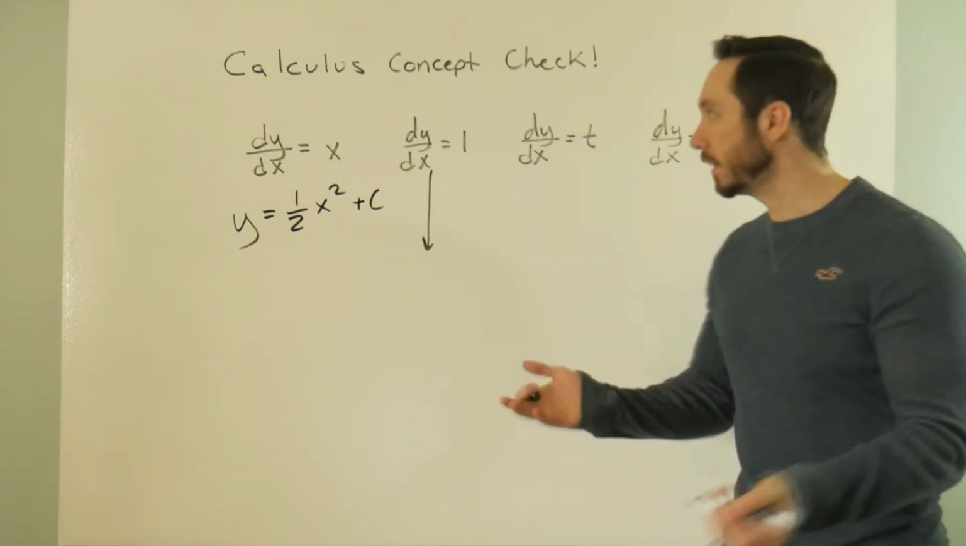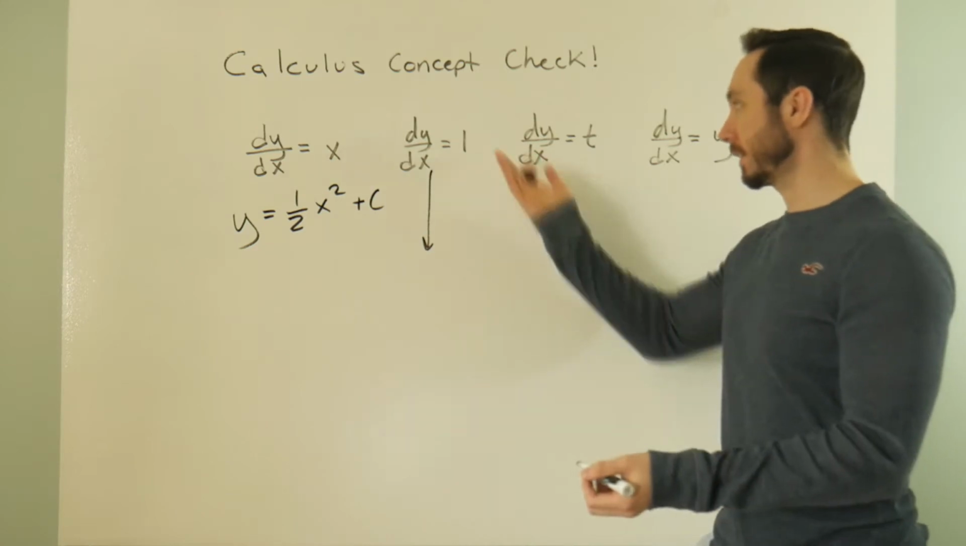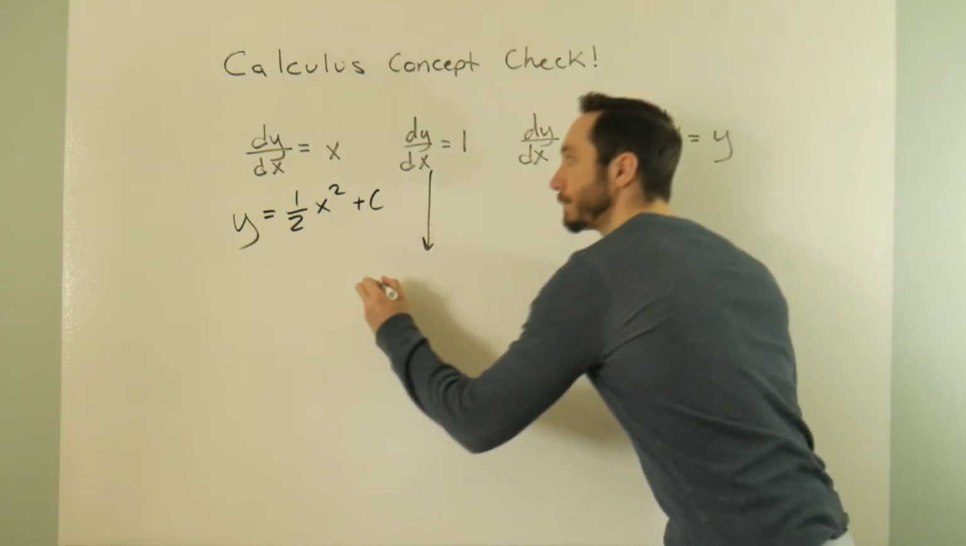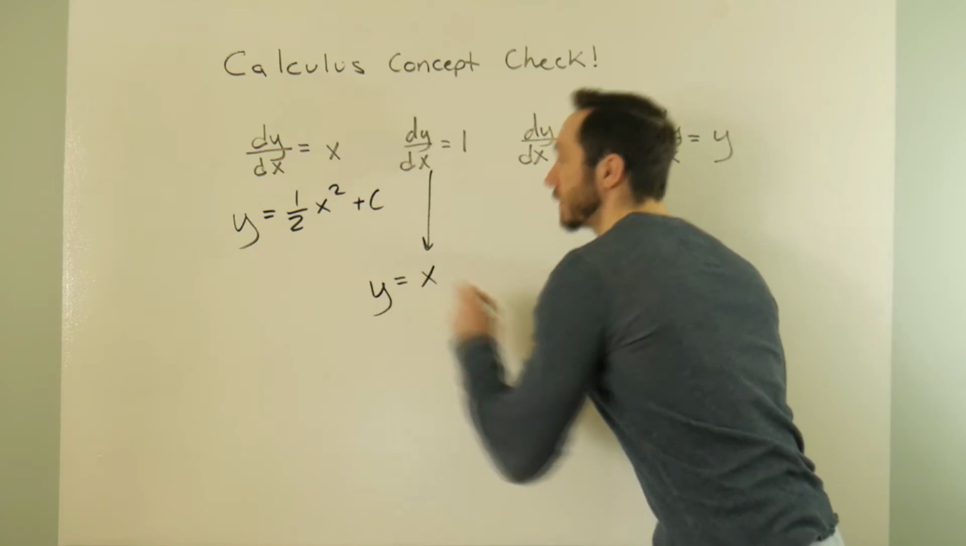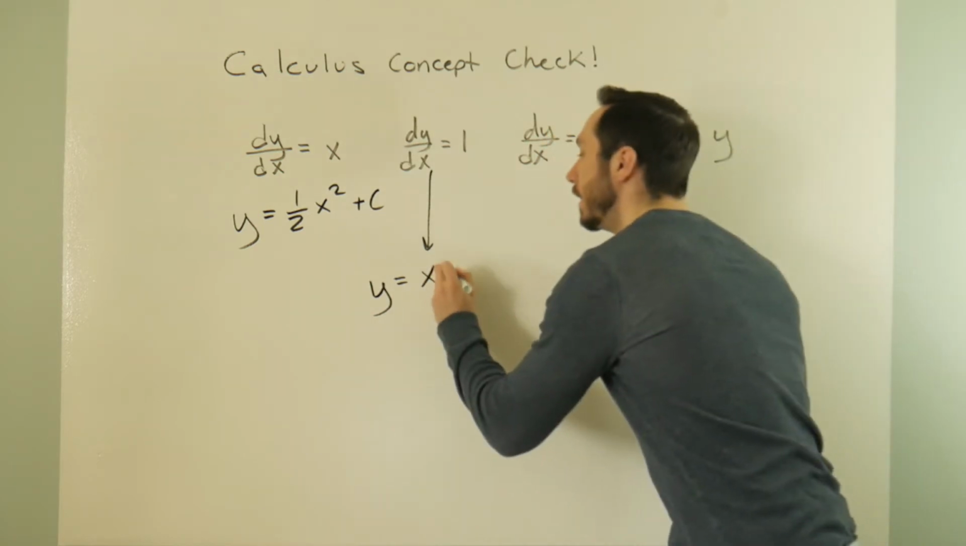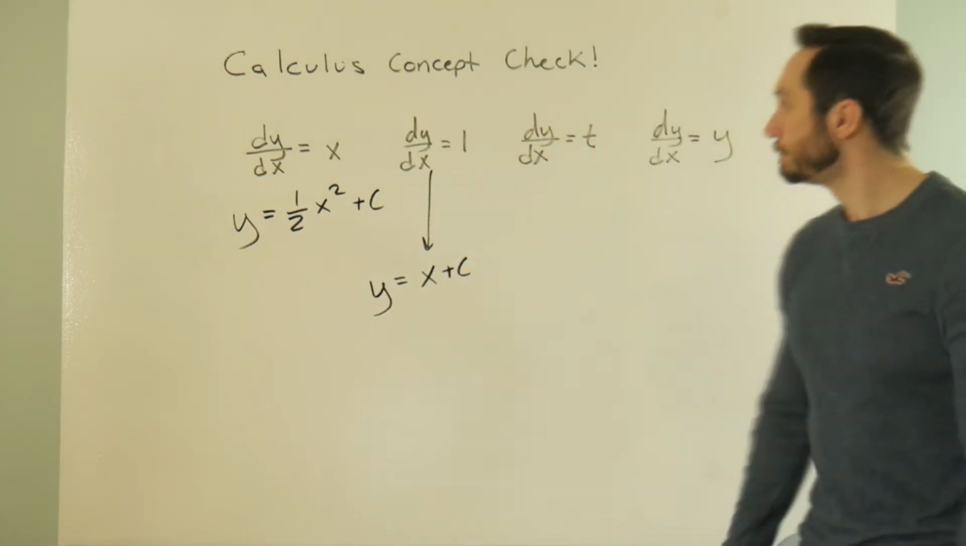That's it. If I have just a constant, write it down here. It's the same story, except it's a constant this time around. It's technically like an x to the 0th there. We'll say y is equal to x. Derivative of x is 1, and then don't forget your constant, plus c.